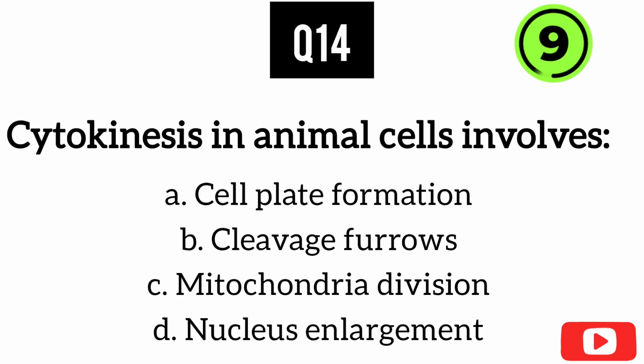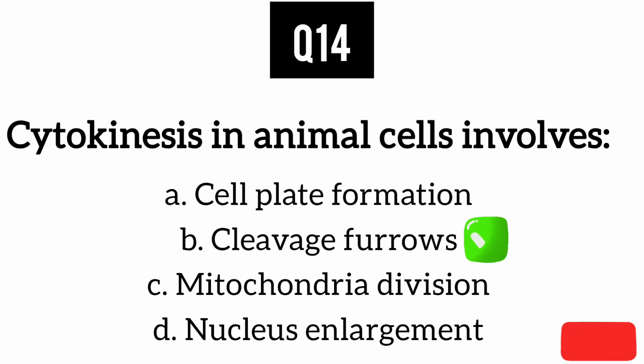Question 14. Cytokinesis in animal cells involves A. Cell plate formation, B. Cleavage furrow, C. Mitochondrial division, D. Nucleus enlargement. So the correct answer is cleavage furrow. In animal cells, cytokinesis forms a cleavage furrow that splits the cell into 2.